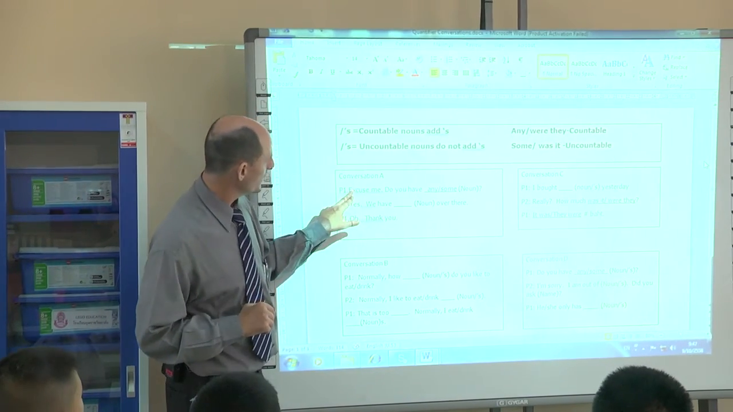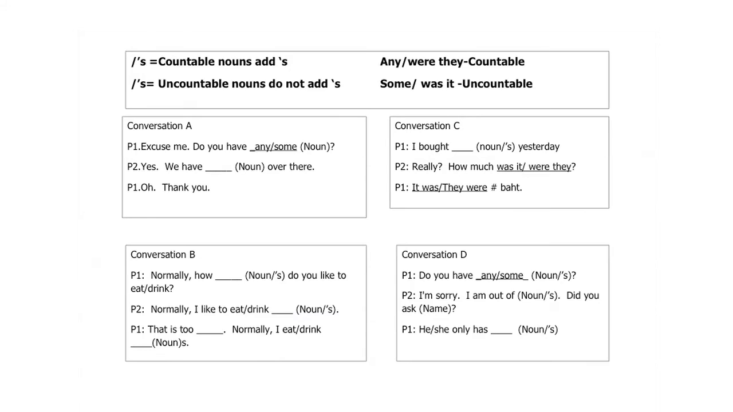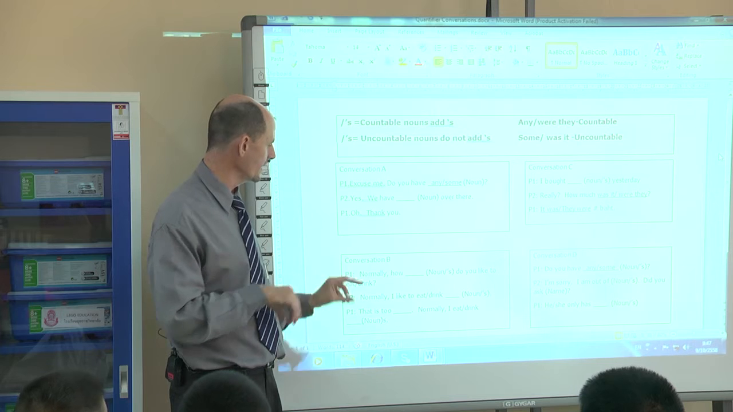So here we have person 1. Excuse me, do you have any bananas? Good. Person 2: Yes, we have a lot of, or a few, or some bananas, right, over there. Oh, thank you. Okay, so this is conversation A, all right?